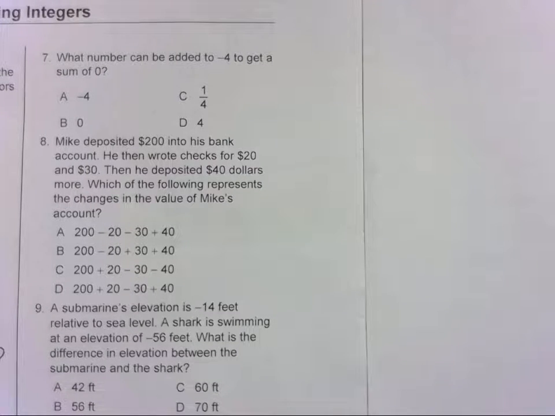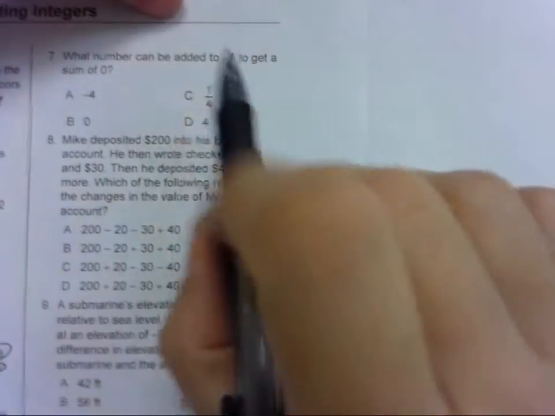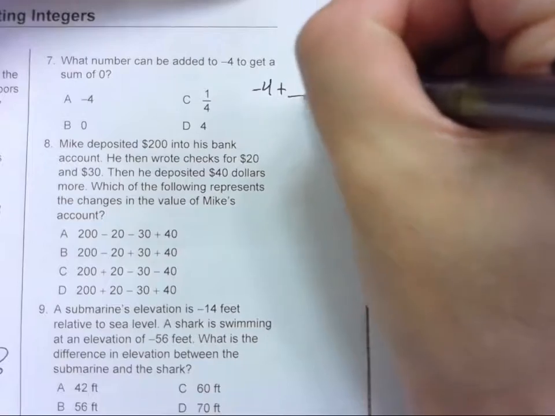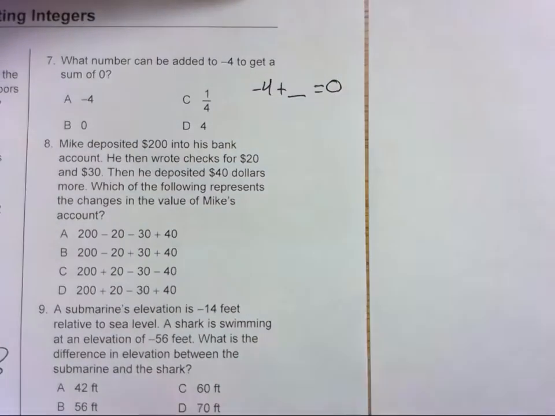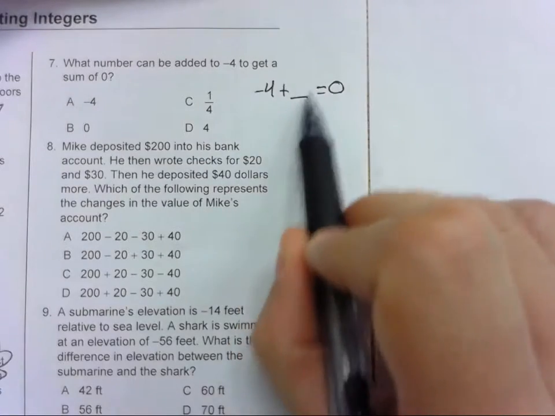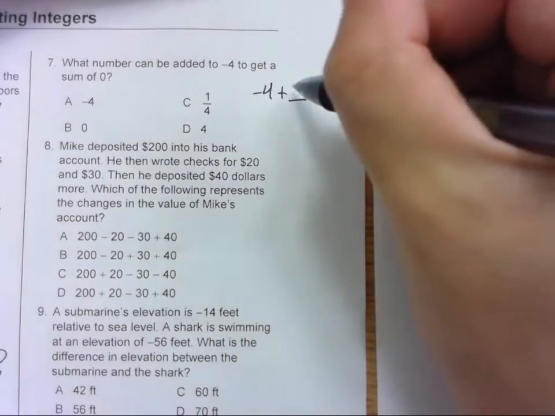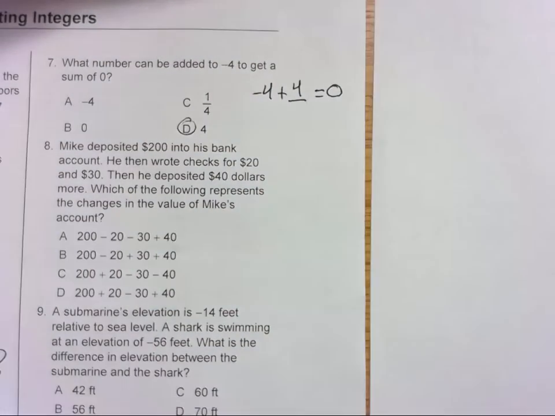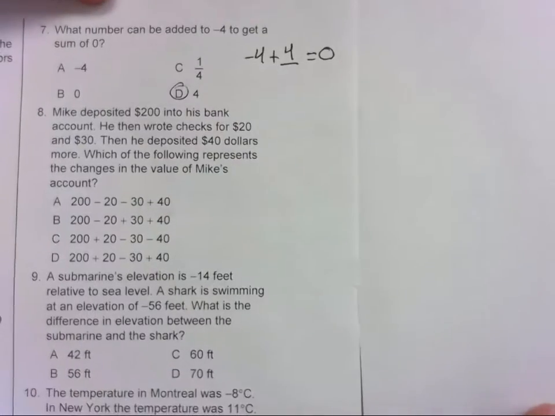Problem 7. What number can be added to -4 to get a sum of 0? So -4 plus what equals 0? This is the same problem as number 6. Any number plus its additive inverse, or opposite, will give us 0. So -4 plus 4, which means the answer to 7 has to be D. On to 8.